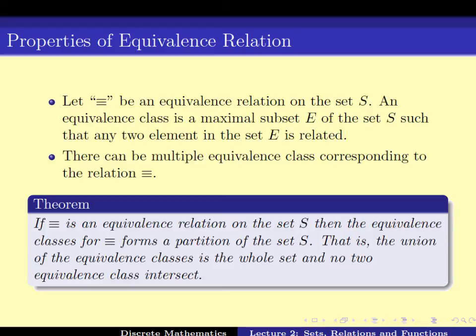Given an equivalence relation, there can be multiple equivalence classes. Or in other words, there can be more than one set such that any of those sets are maximal and any two elements in any of the sets are related. Here there is a beautiful theorem. It says that the set of equivalence classes partitions the set S. That means the union of the equivalence classes gives you the set S and no two equivalence classes can intersect.